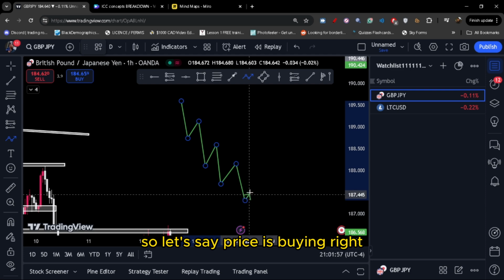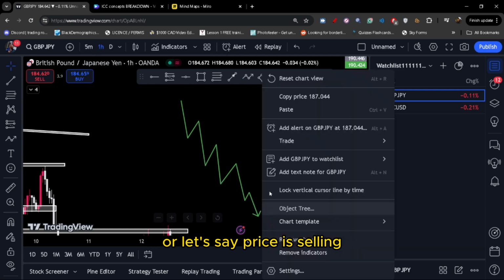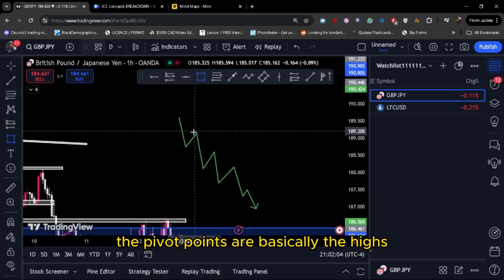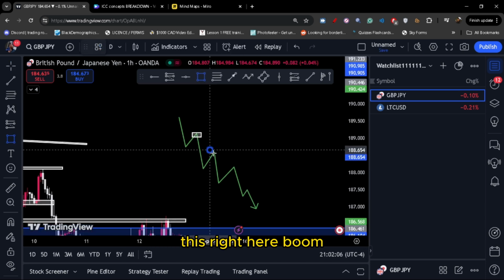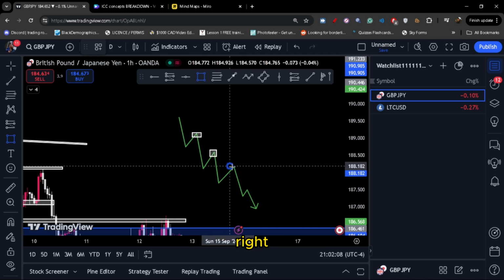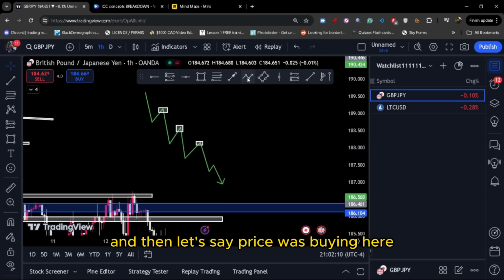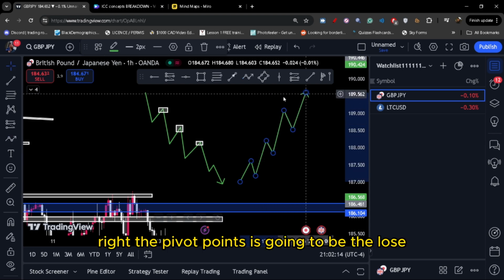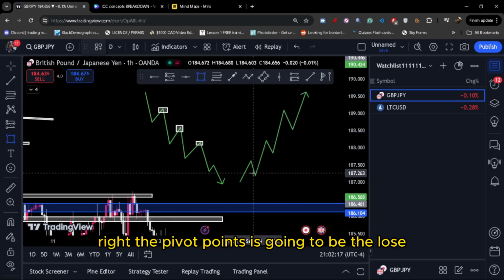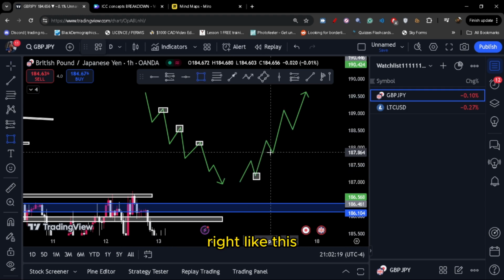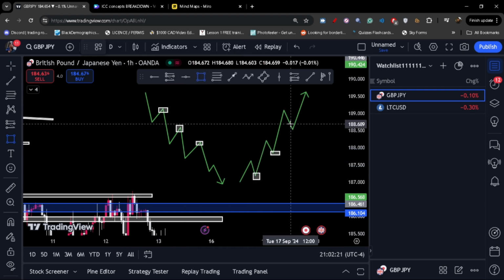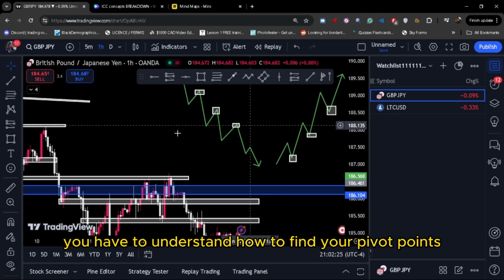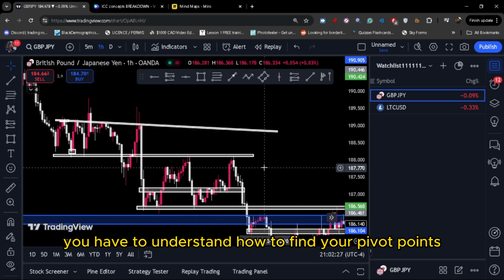So let's say price is selling in this case here. The pivot points are basically the highs, this right here, boom, right? And then let's say price was buying here, right? The pivot point is going to be the lows, right, like this, boom. Now guys, you have to understand how to find your pivot points, right?